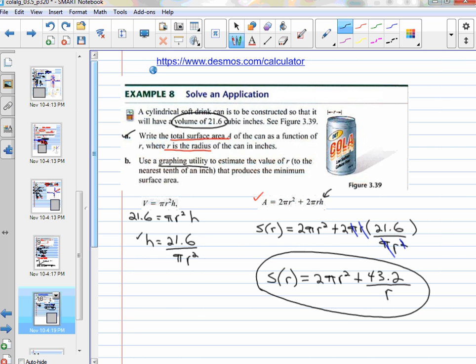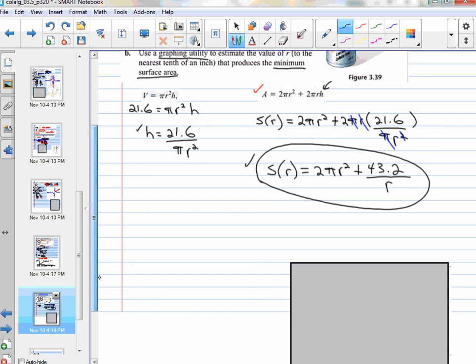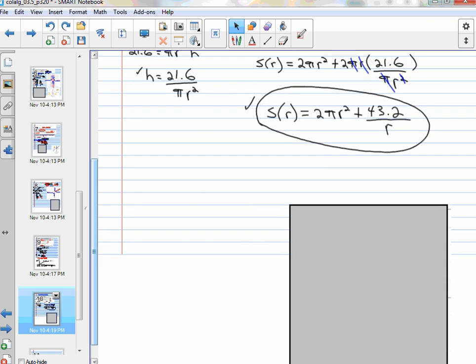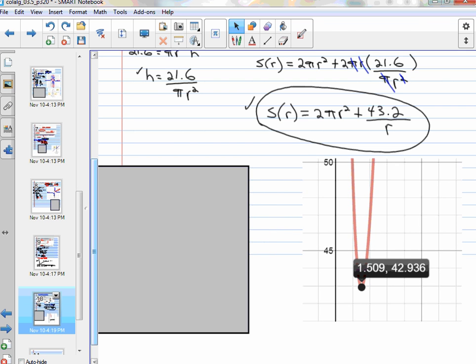Use a graphing utility, we're going to go to Desmos here, to estimate the value of r to the nearest tenth of an inch that produces the minimum surface area. This is a rational function. And if I graph it, we are supposed to have some sort of minimum. I graphed it, and we ran across a minimum on it. The minimum occurred when the radius was 1.509 inches. And that happens to be the surface area when the radius is 1.51 inches approximately.